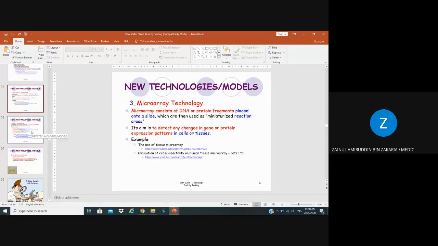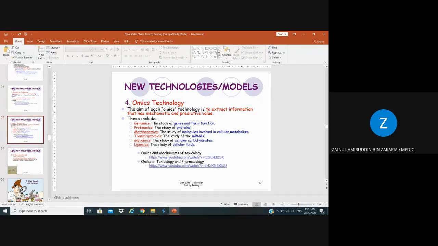And then the use of omics technology. You have genomics, proteomics, metabolomics. I give you the definition there. And then the YouTube link for you to read how the omics technology is used in toxicology.